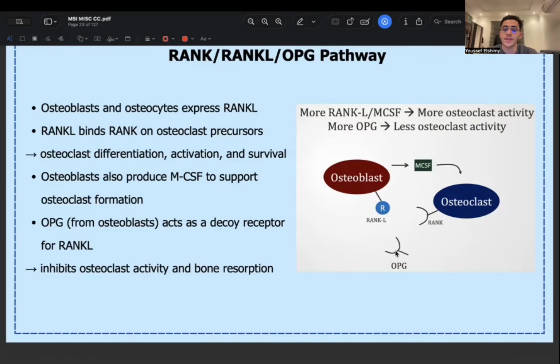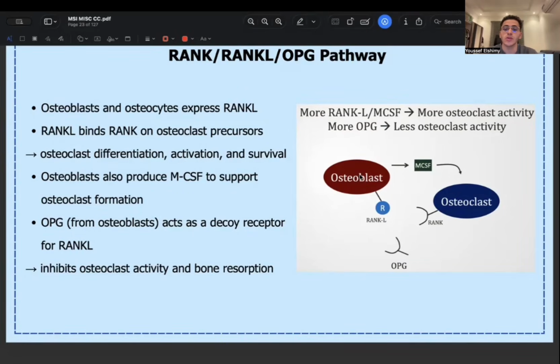OPG acts as a decoy receptor. A decoy receptor attaches to the RANKL. So whenever the OPG attaches to the RANKL, it prevents the RANK ligand from binding to the RANK receptor on osteoclasts. So this would lead to the inhibition of osteoclast activity and bone resorption. This is basically bone physiology. You have to know this slide.